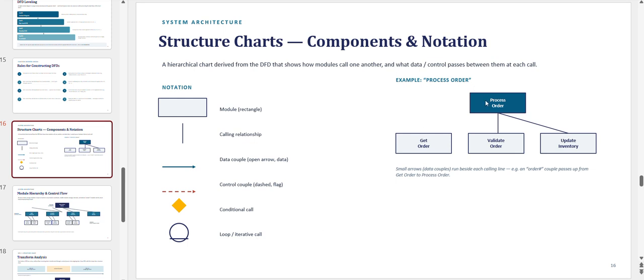Example: process order. In this, we have seen validate order and update inventory. First one is get order, then validate order, then update inventory.